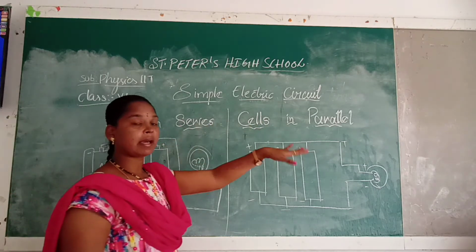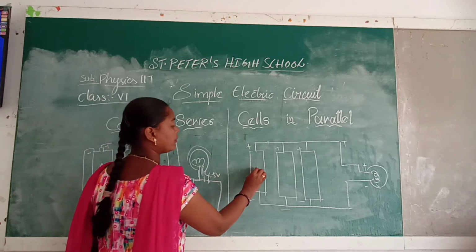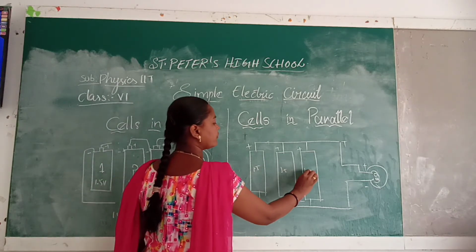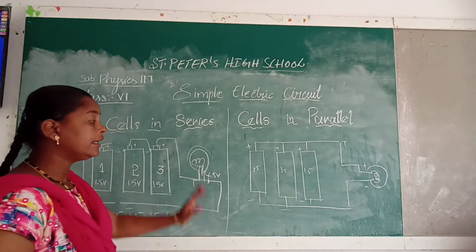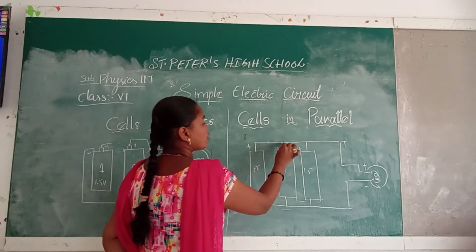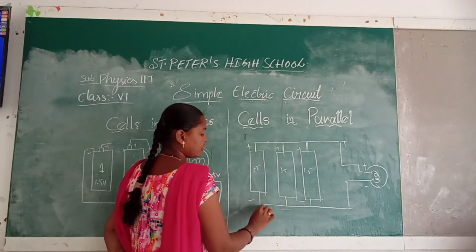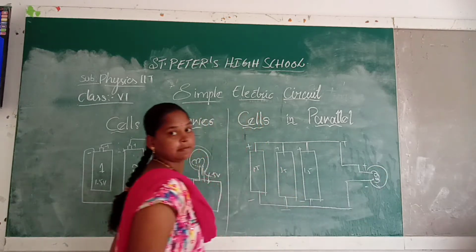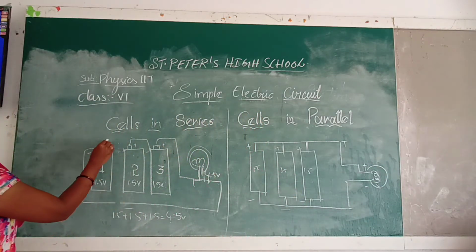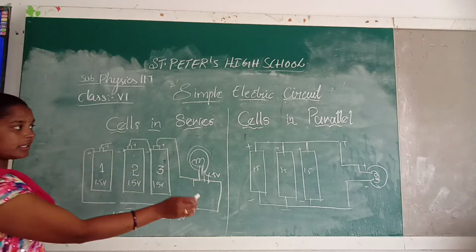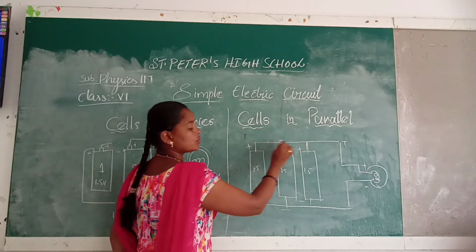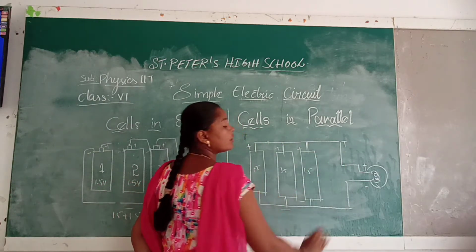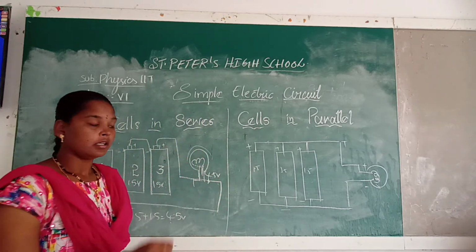Whereas in the cells in parallel, it is the same 1.5 EMF, 1.5 volts, 1.5 volts, 1.5 volts. Here, the three positive terminals of three cells and the negative terminals of three cells are connected to the positive and negative terminal of the bulb directly. In series we took from positive to negative, whereas in parallel, positives are together on one side and negatives together on one side. Okay.